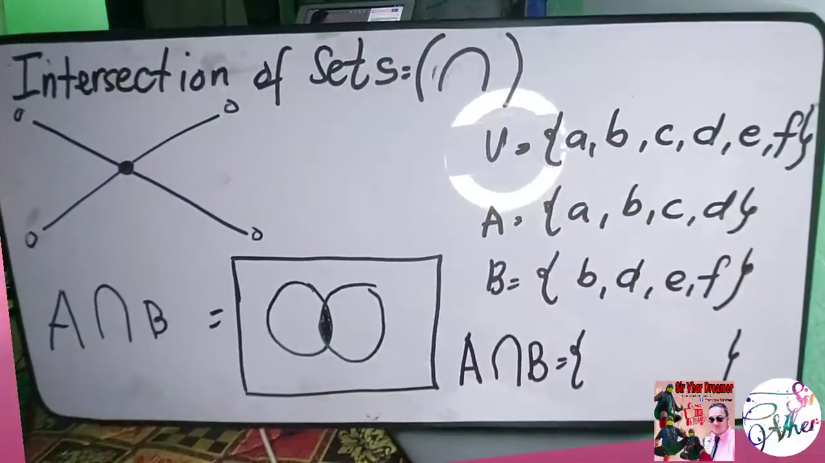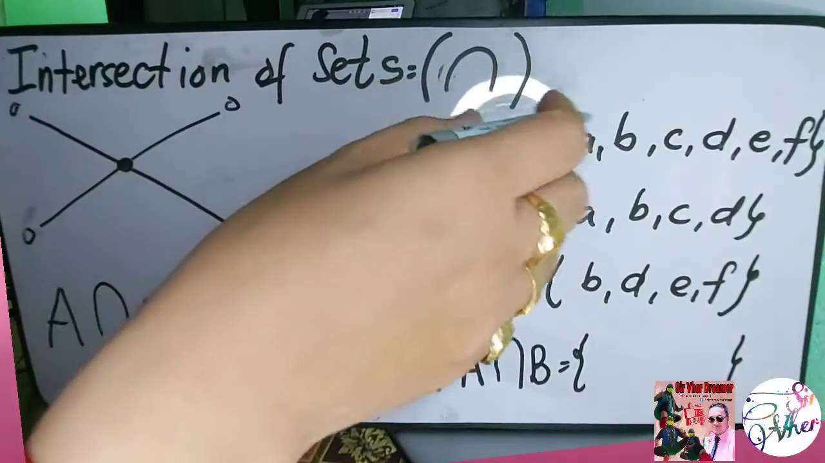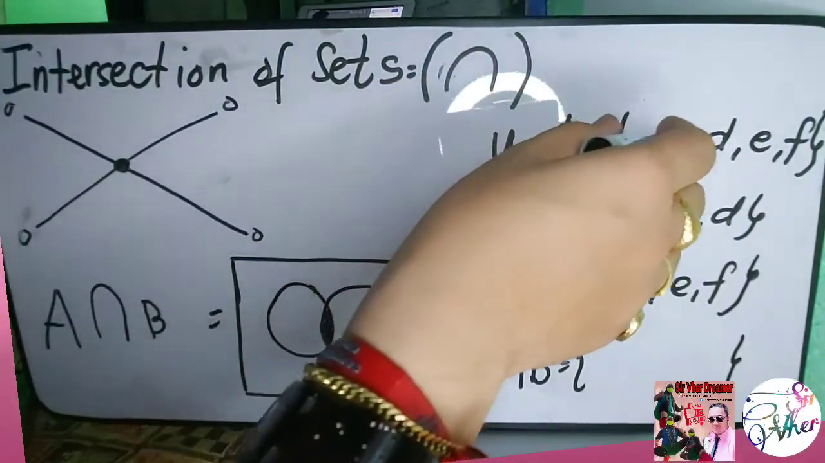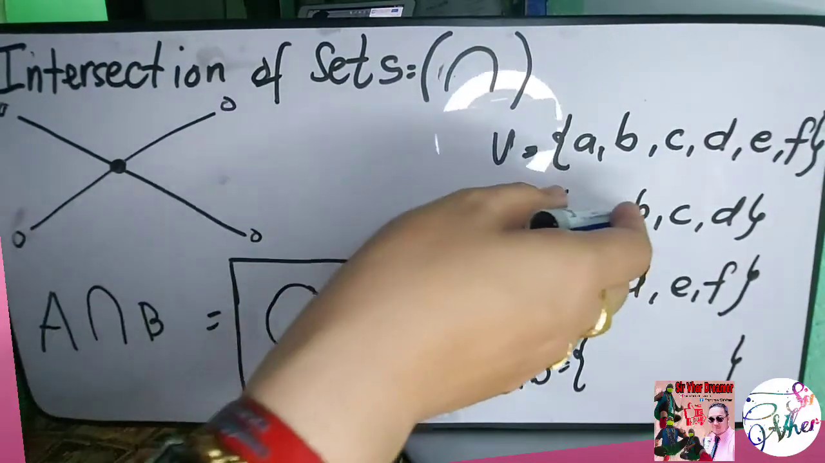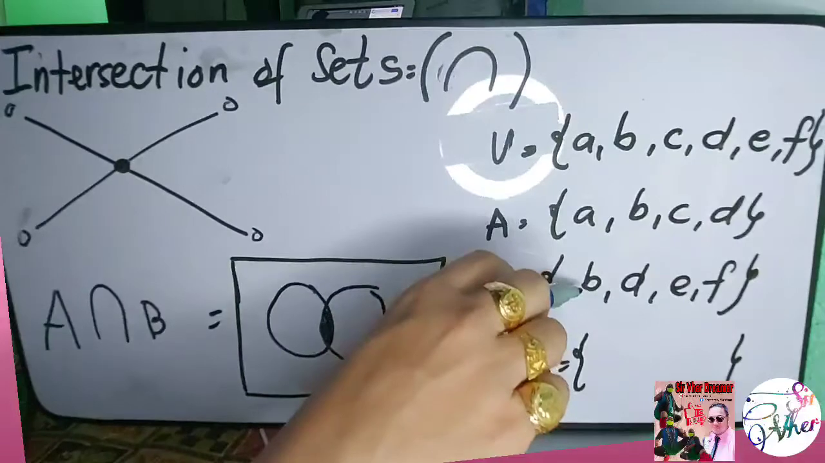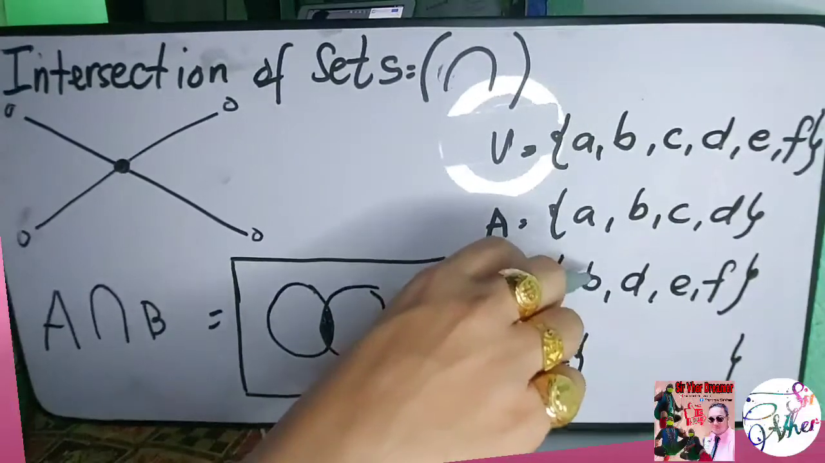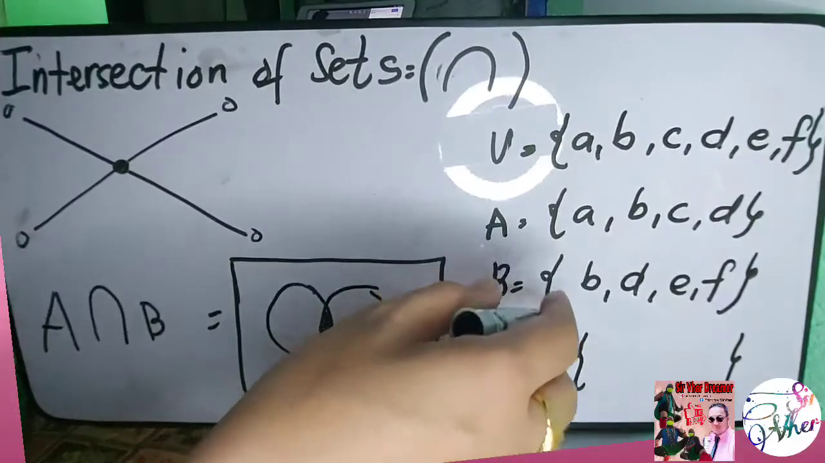So that is a Venn diagram. That is intersection. For example, we have the universal set with the following elements: A, B, C, D, E, and F. And we have set A: A, B, C, and D. And we have set B with the following elements: B, D, E, and F. So we have A intersection B.